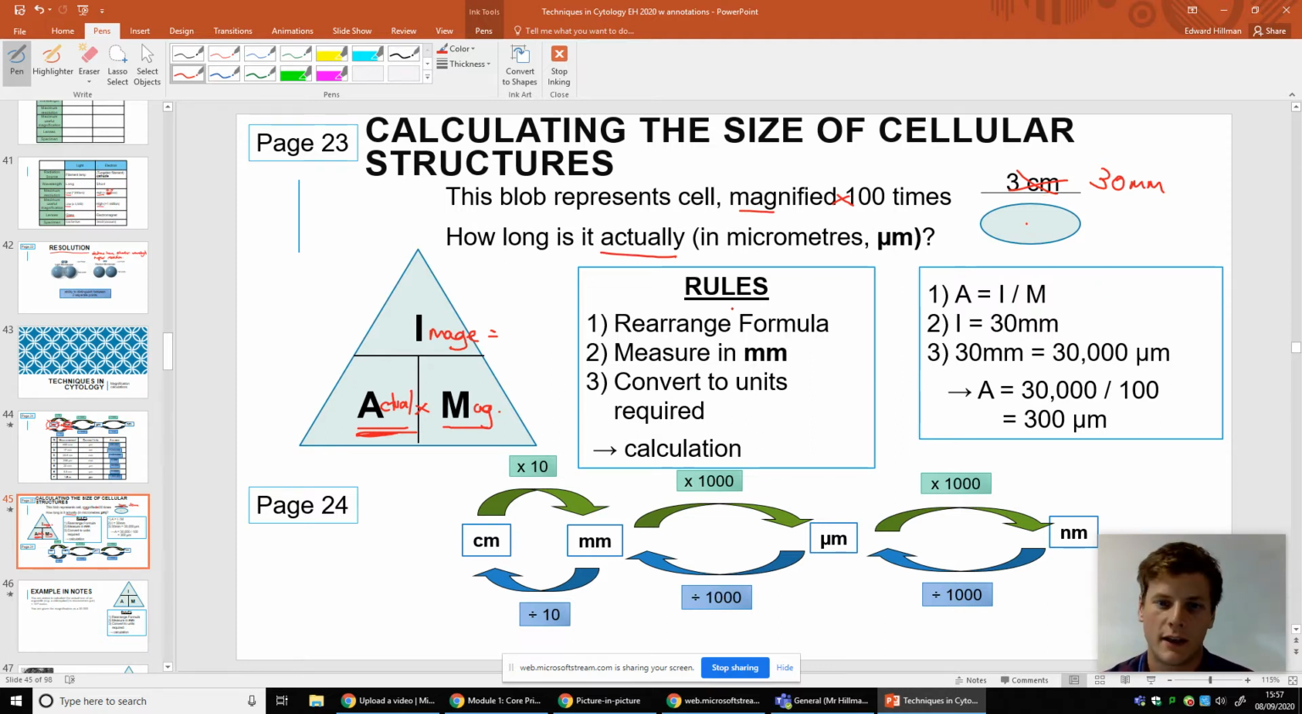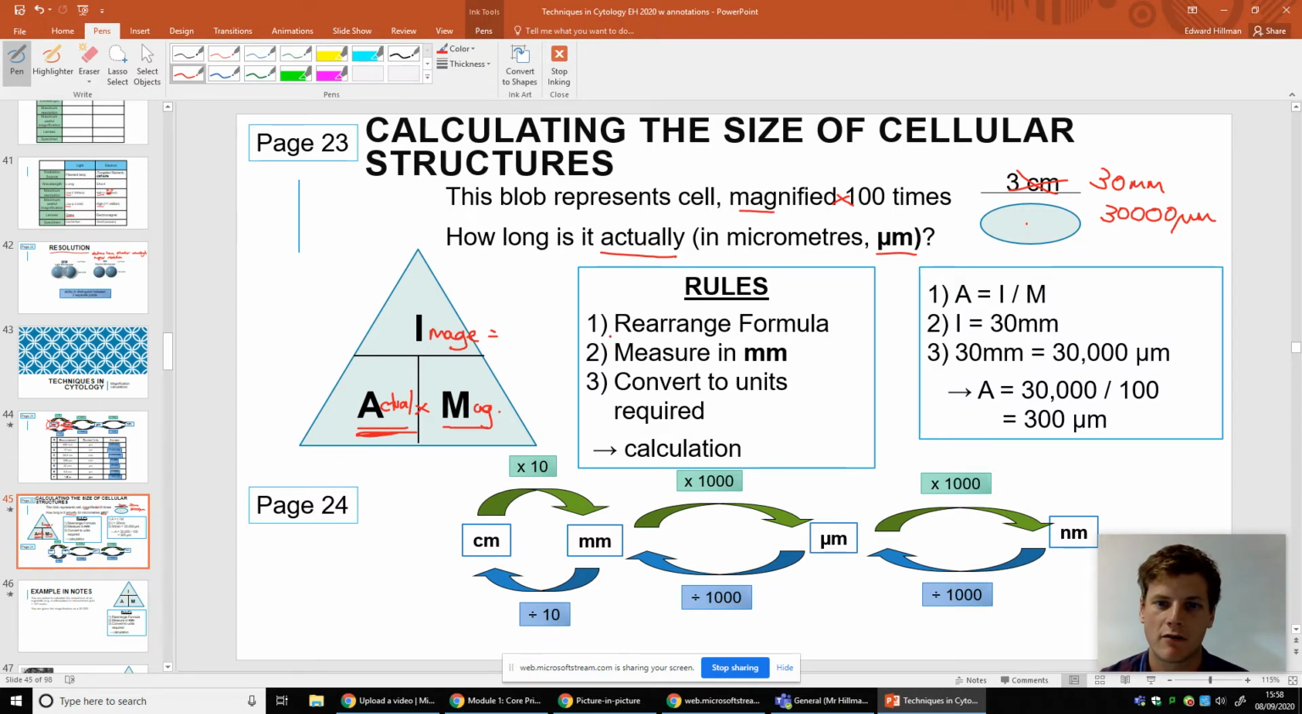And then the third rule is to convert the units into the units required. Now it will always state in the question the units required for the final answer. And in this case, that unit required is micrometers. So 30 millimeters, well, there are 1,000 micrometers in each millimeter. So that is 30,000 micrometers.